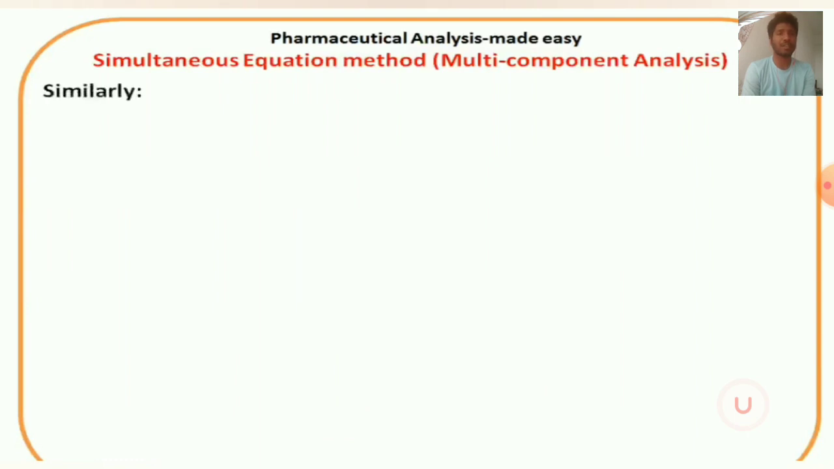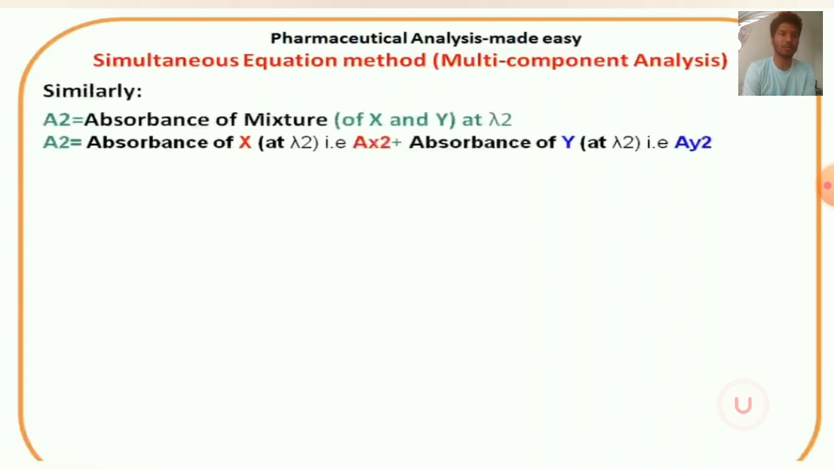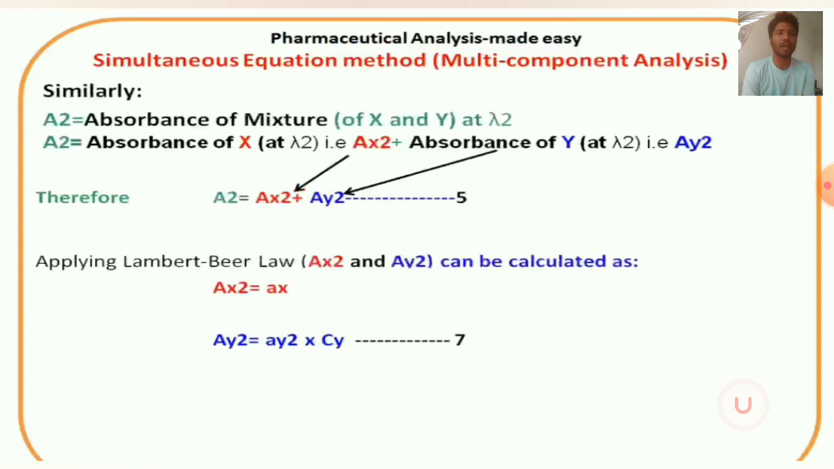Similarly, A2 is the absorbance of a mixture of X and Y at lambda 2, and therefore A2 is equal to the absorbance of X at lambda 2, that is AX2, plus the absorbance of Y at lambda 2, that is AY2. So the equation is A2 equals AX2 plus AY2, where AY2 is the absorbance of Y at lambda 2. Now, applying the Beer-Lambert law, AX2 and AY2 can be calculated by the given equations.